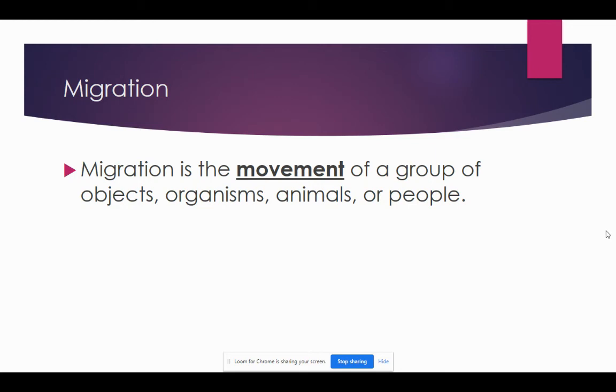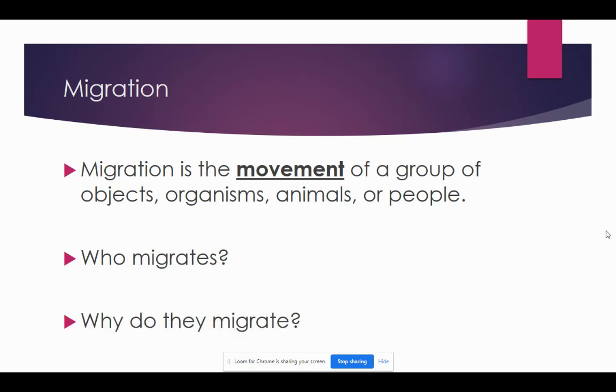Migration also plays a factor in remains that we find. Migration is the movement of a group of objects, organisms, animals, or people. Now, I'd like for you to brainstorm who migrates, who or what moves from place to place. Come up with two examples.